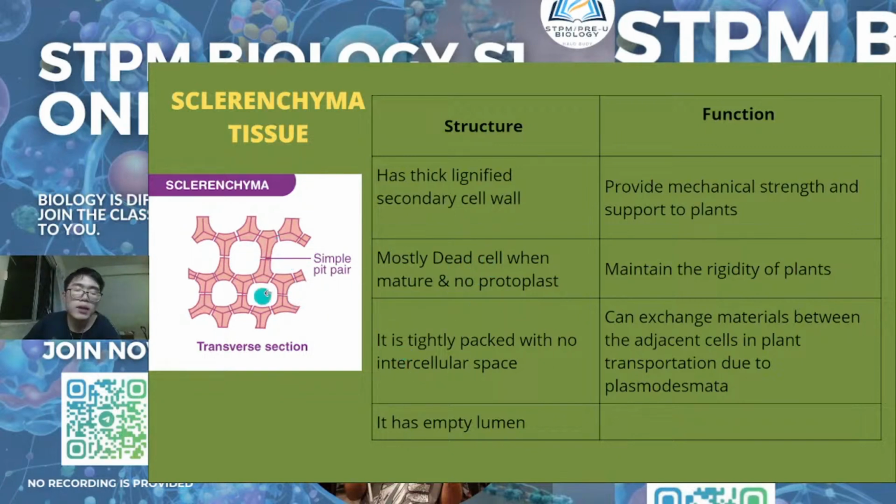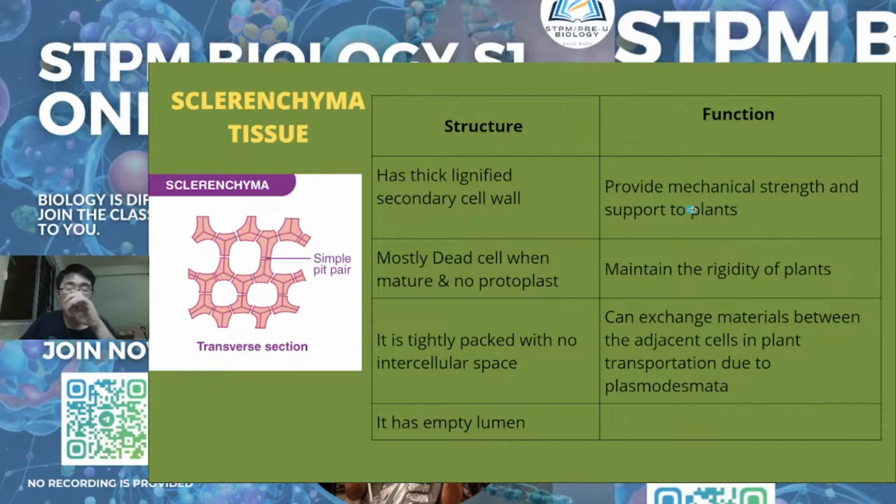And it is very tightly packed with each other with no intercellular space. So there is no space at all between the cells. Compared to collenchyma, which still has some small cell space, sclerenchyma does not contain any space and it has an empty lumen. So what are the main functions?